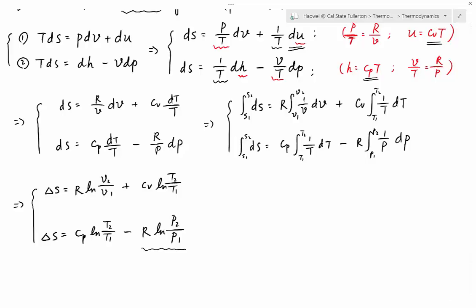Okay, very similarly, what if I tell you the process is a constant volume process? Which equation will you choose? Number 1 or number 2? You can probably choose number 1. Why? Because if it is a constant volume process, nu2 over nu1 must be equal to 1, and natural log 1 must be 0, so the first term just goes to 0.